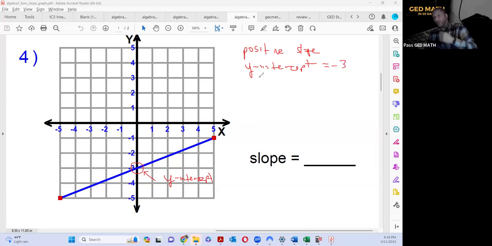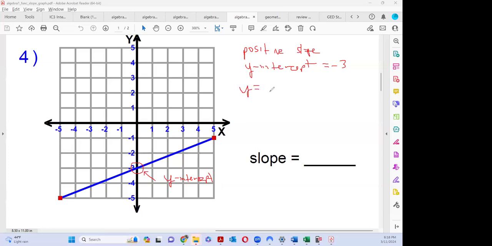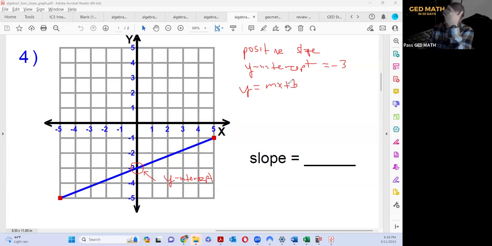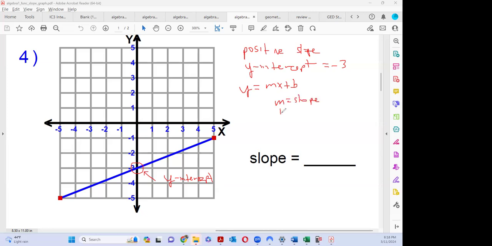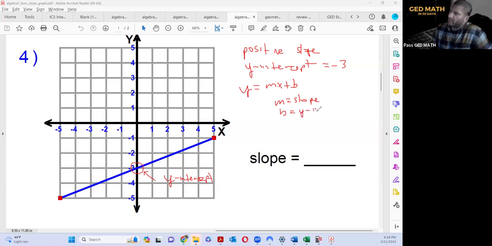Now, what letter do we use for y-intercept? We're talking about the equation of a line in slope-intercept form. Do you know what that is? It's y equals mx plus b, where m is your slope and b is your y-intercept.